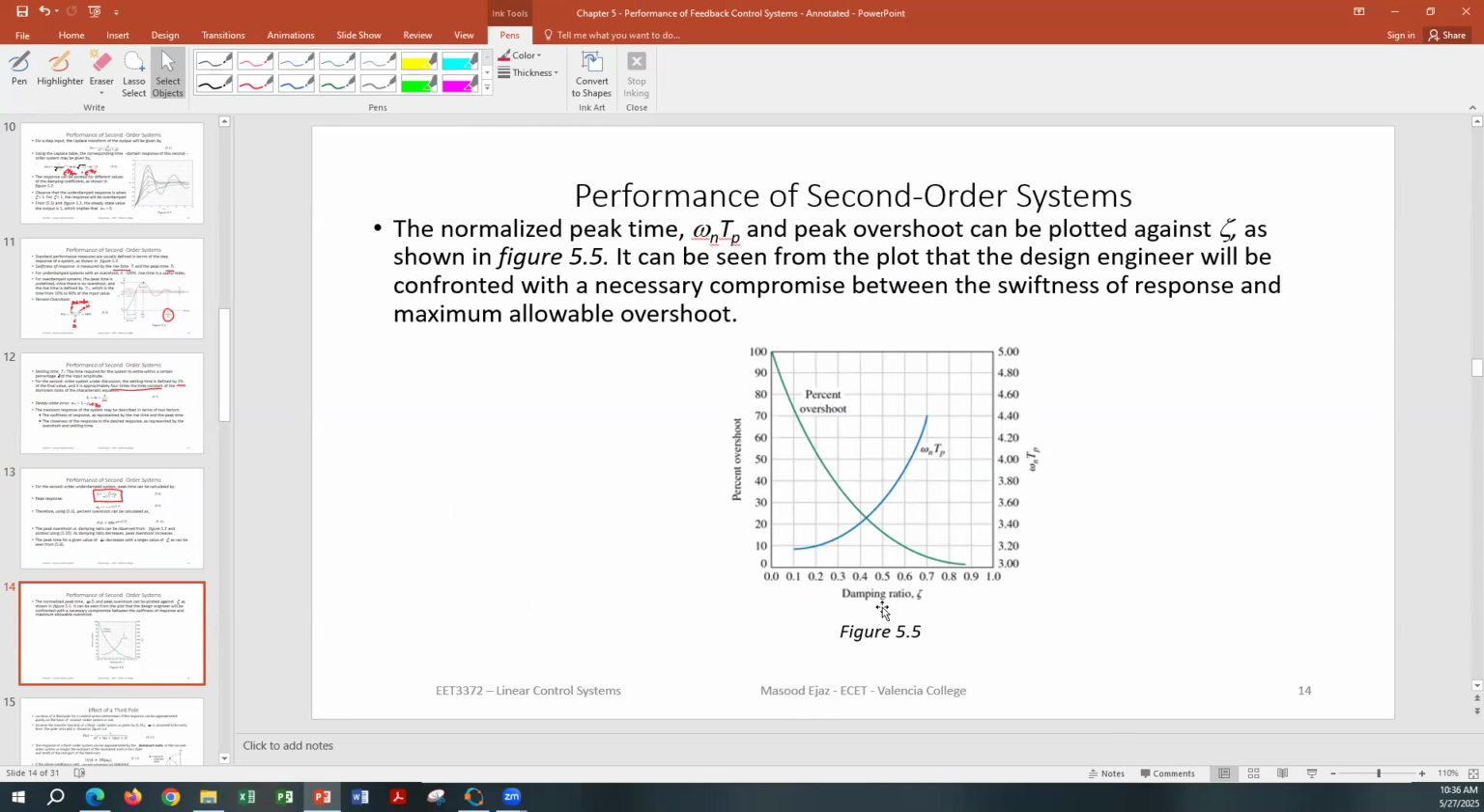So as we can see, as the damping ratio is increasing, your scaled value of omega n tp is increasing, and the percent overshoot, not the peak overshoot, sorry. As the damping ratio is getting smaller, the percent overshoot is increasing. As it is getting larger, of course, the percent overshoot is getting smaller because your system is heading towards an overdamped system from an underdamped system. So your overshoot becomes smaller and smaller.